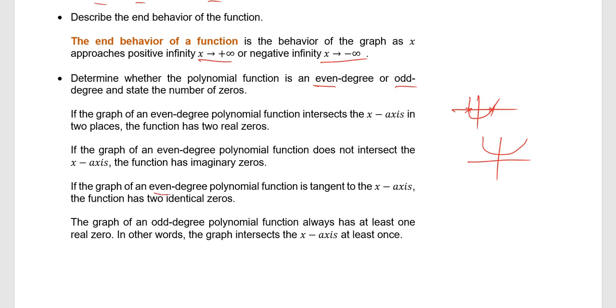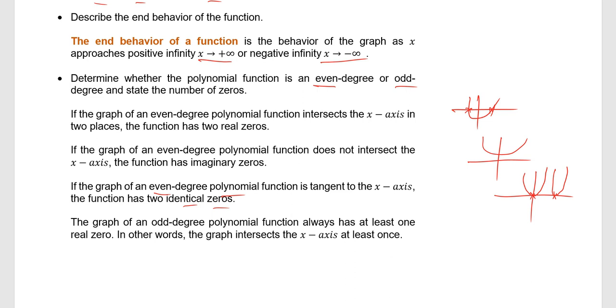If the graph of an even degree polynomial function is tangent to the x-axis, the function has two identical zeros. So if it's a parabola that's like this, and it's tangent, then it's this value of x twice. That is the zero, the same zero, duplicate zeros.